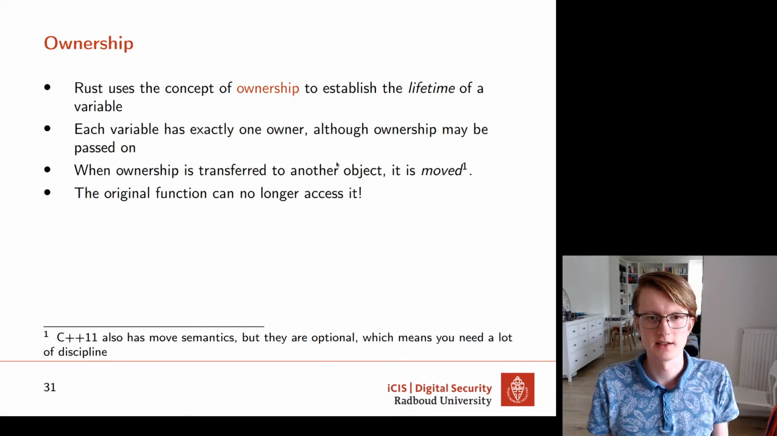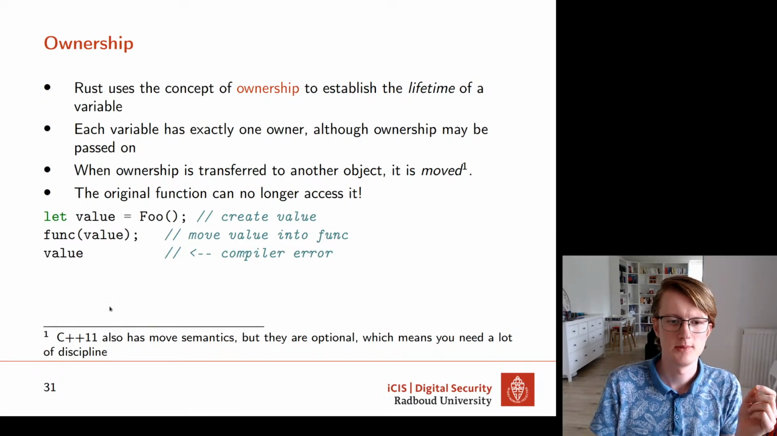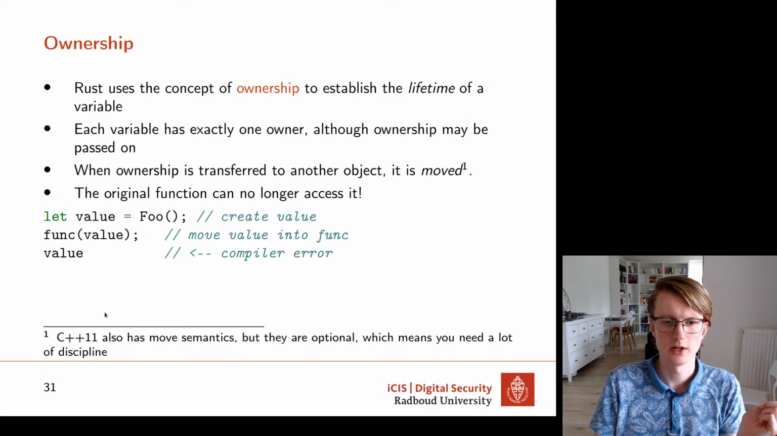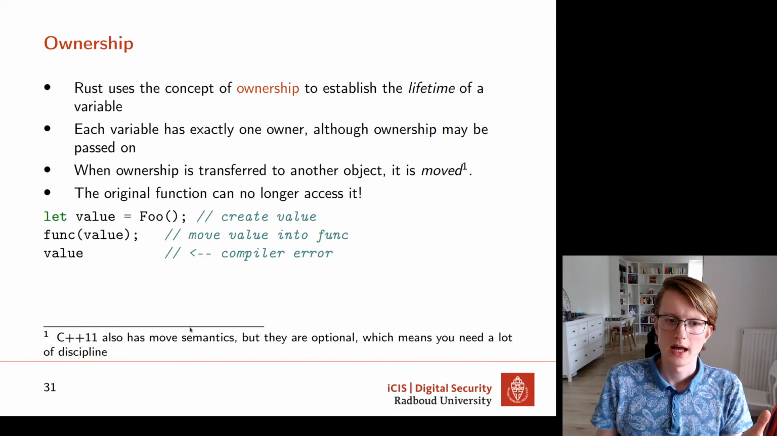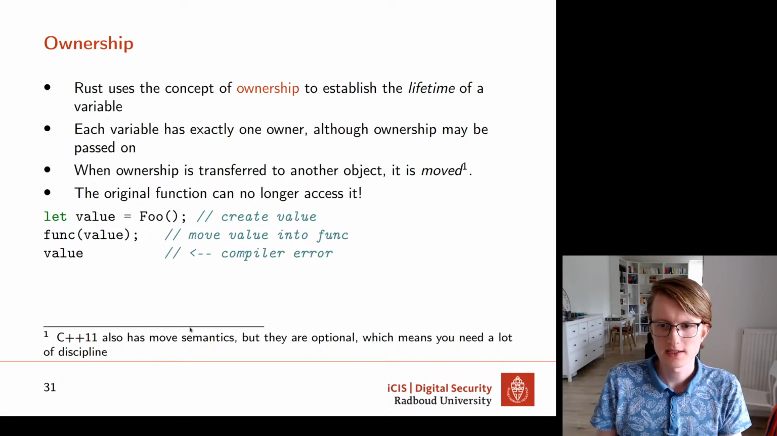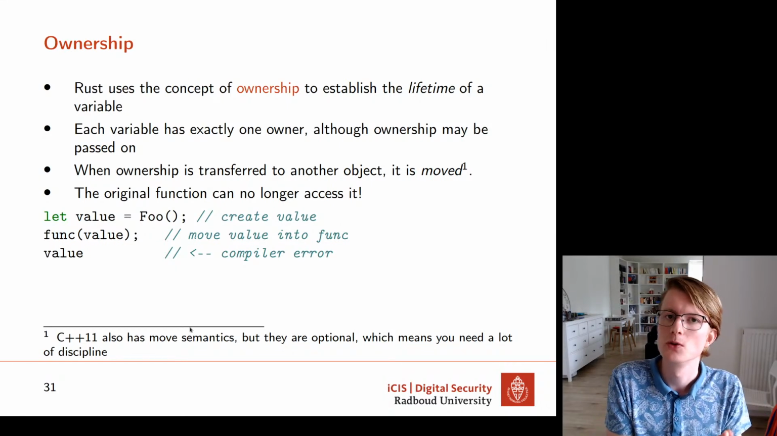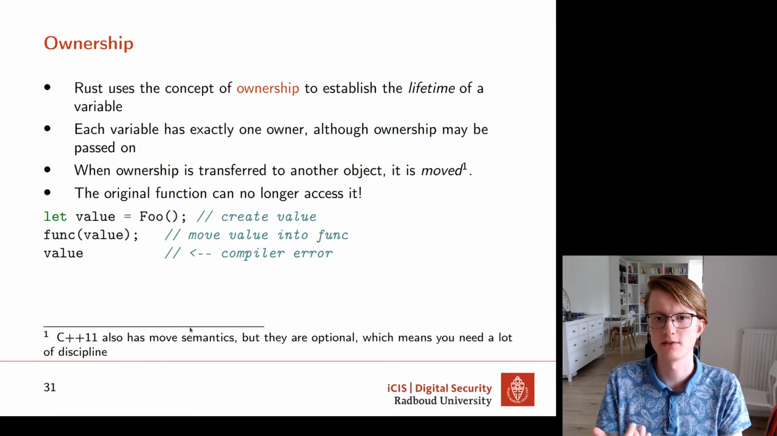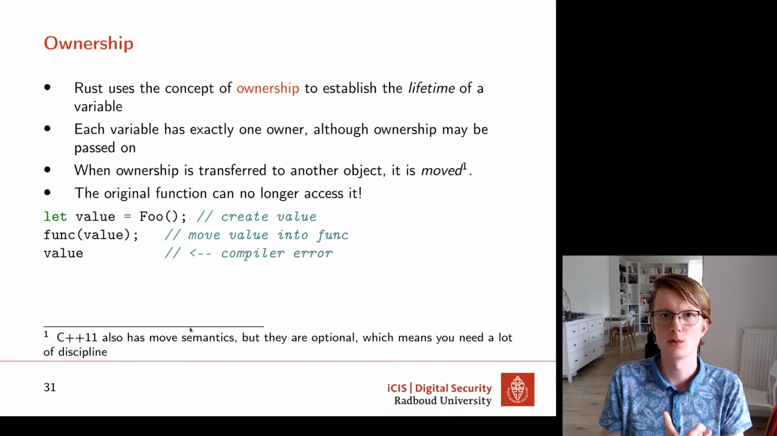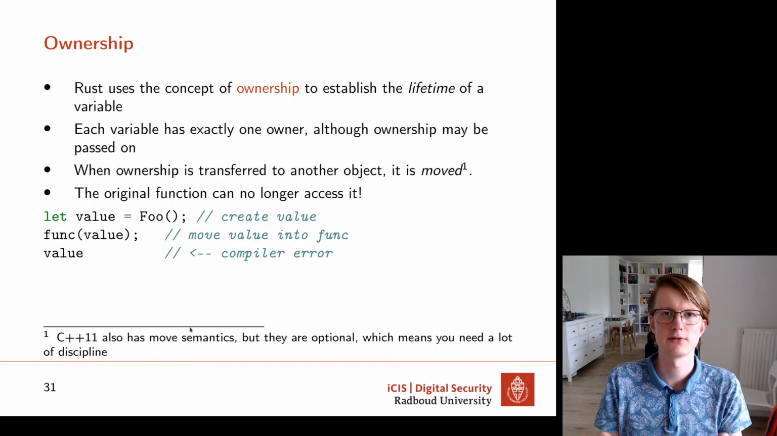So here's an example of this in code. We create some value, and then we move it into a function, and then you can no longer access it. And this idea allows you to always have at most one owner. And because you then also always know at what point something is owned by whom, you know exactly how long you need that variable to stay around and when you can free it. Because if it goes out of scope somewhere, then you can be safe to remove it.